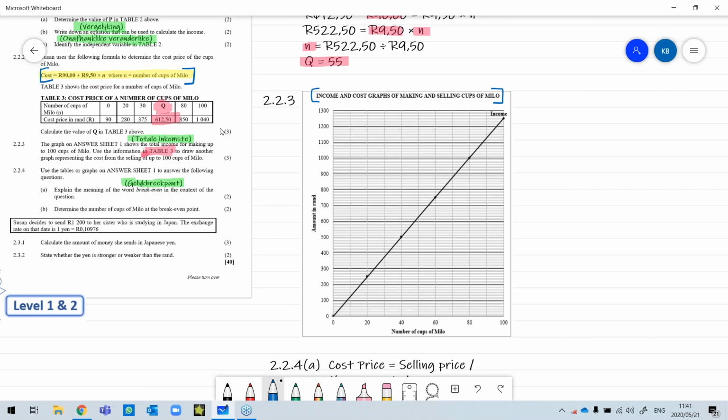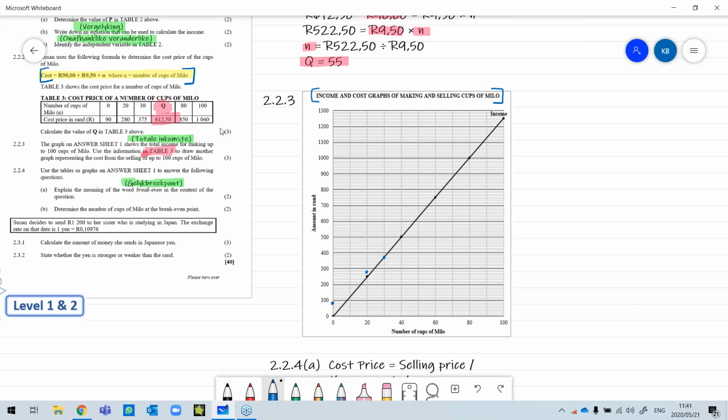Let's have a look. Okay, so for the number of cups of Milo, for 0, you already have to pay a once-off fee of 90 Rand. So that's more or less there. For 20 cups, it's going to cost you 280 Rand to make 20 cups. For 30 cups, it is going to cost you 375. So that should be around here.